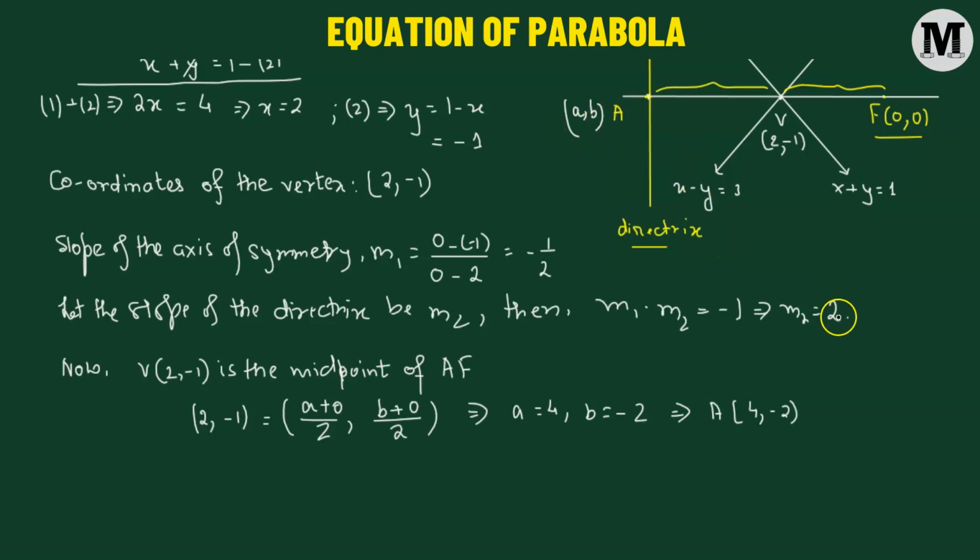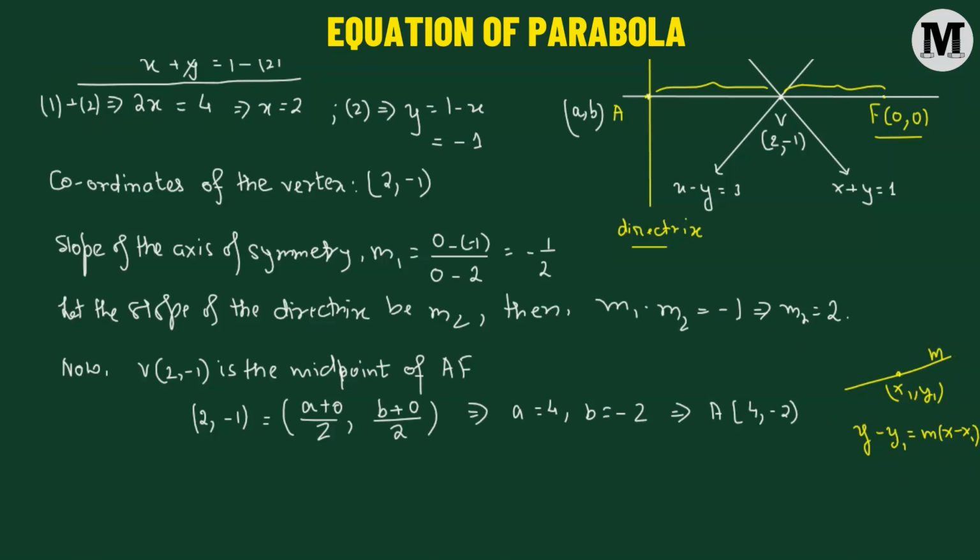and having a slope of 2. What we can do is use the point slope form of a line to obtain the equation of the directrix line. So let's quickly go through the point slope form. Let's say we have a straight line which passes through a point having the coordinates (x1, y1) and the slope of that line is m. Then the equation of that line will be given by y minus y1 equals the slope times x minus x1. So this is the point slope form of a line.